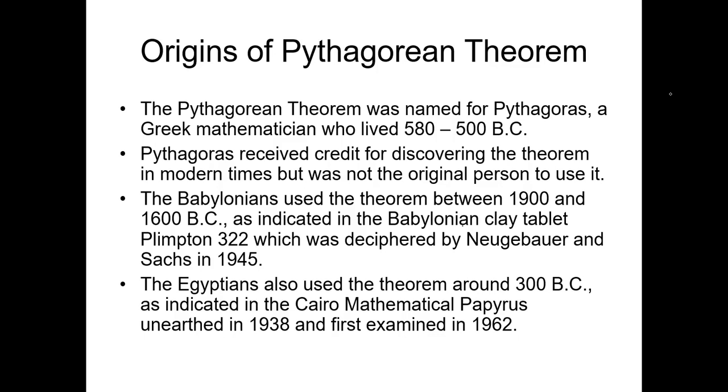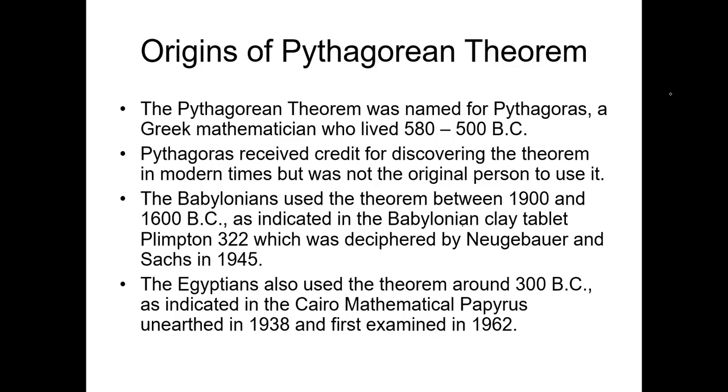But then, in recent times, archaeologists are shedding even more light on the fact that they weren't even the first to come up with it. Turns out Babylonians were using it between 1900 and 1600 BC, long before Pythagoras even existed. They had unearthed the Babylonian clay tablet Plimpton 322. It's a pretty famous tablet, and it had to be deciphered. They deciphered it, starting in 1945, and we're discovering, hey, right here, this is some mathematics on this tablet, and it has the Pythagorean theorem.